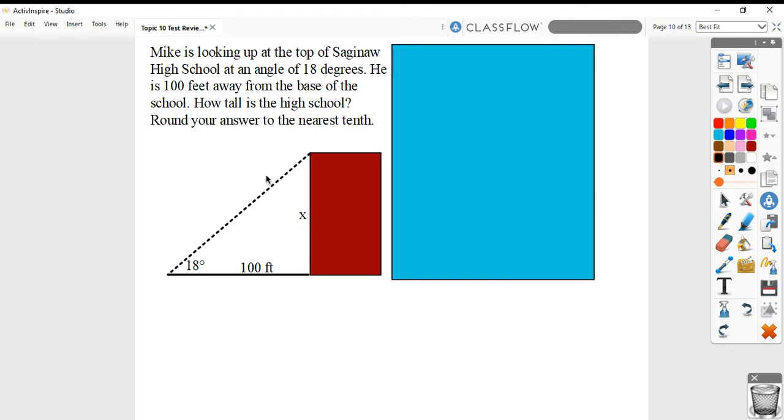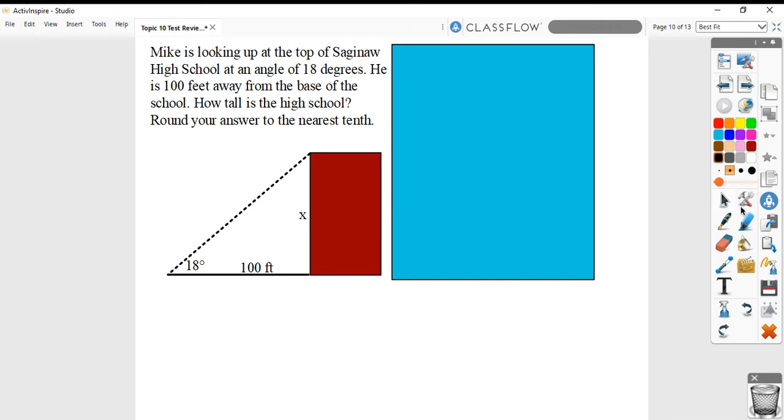Okay, so we've got a lovely picture of the situation already set up here on the slide. We've got a great diagram where we're looking up at an angle of 18 degrees. That's this one down here. That's our angle of elevation. It's 18 degrees above the flat ground. And that is 100 feet away from the base of the school. So this side of the triangle over here is 100 feet. It's asking how tall is the school? So what is this side of our triangle?